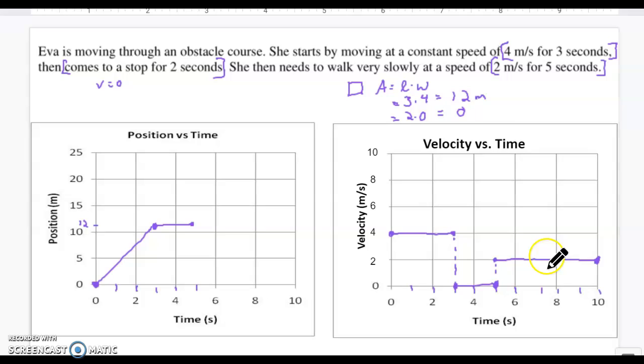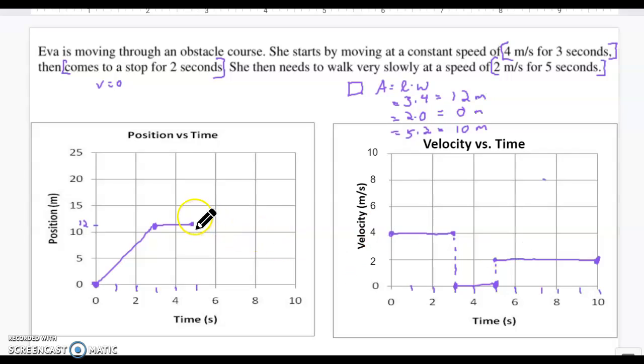For my third spot, I take the length, but keep in mind that it is not 10. It is going from here to this spot. So 1, 2, 3, 4, 5, because it lasted 5 seconds, times the width of 2. I get 10 meters.